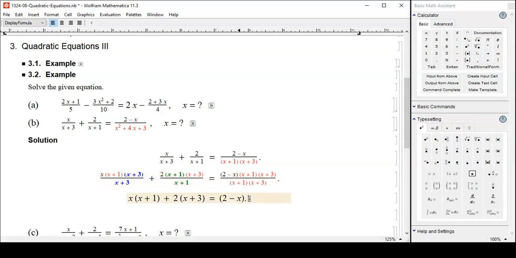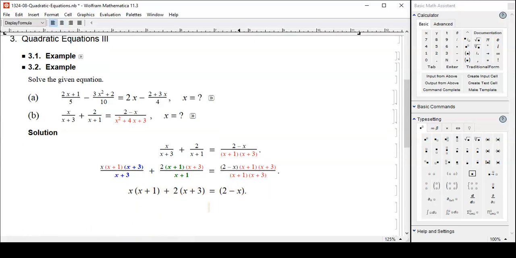And here's the end result. We have just x times x plus 1. Here, 2 times x plus 3. Here, 2 minus x, after crossing this blue, green, and red. And then what do we have? We have a quadratic equation that consists of only parentheses. So break out the parentheses, you're going to get something like this. x squared plus x plus 2x plus 6 equals 2 minus x.